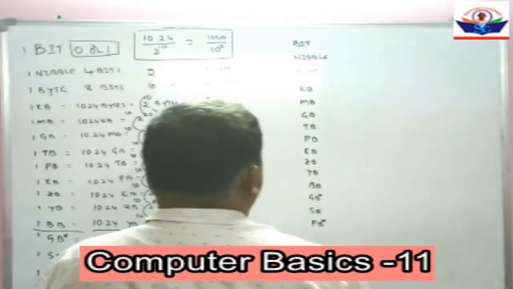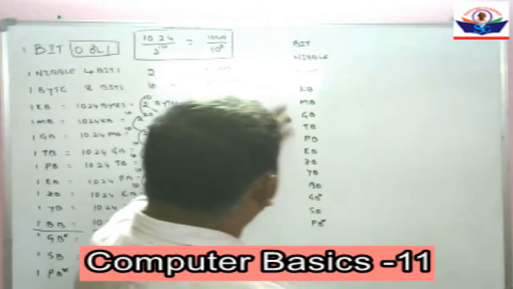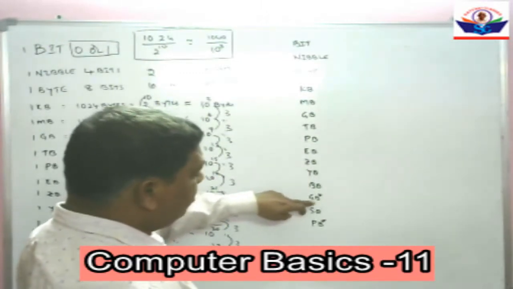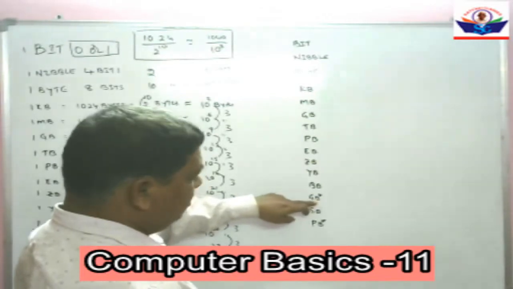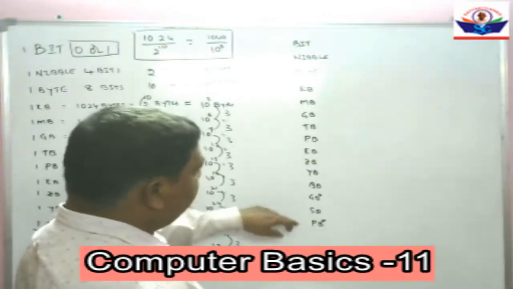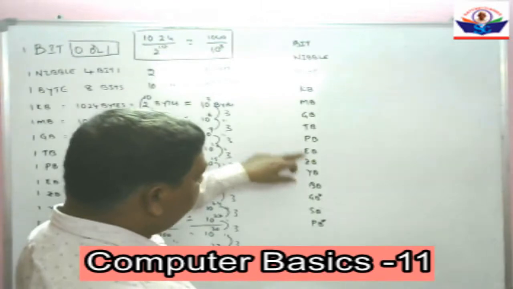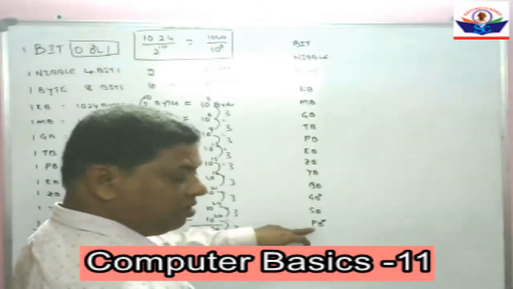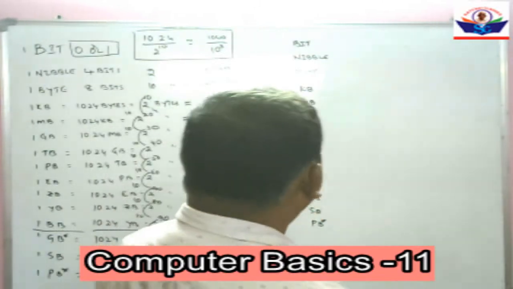As we have GB here, and again there is GB, we have given star for geobyte. GB star is geobyte. We have PB petabyte, and again we have petabyte, that's why we have given PB star for petabyte.